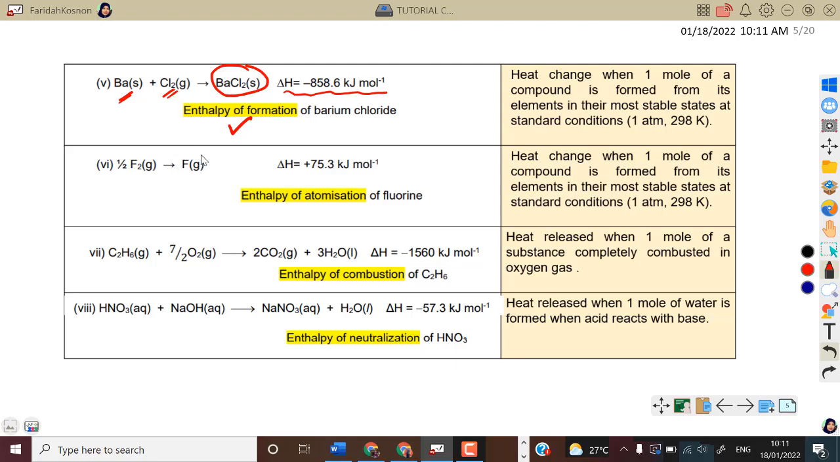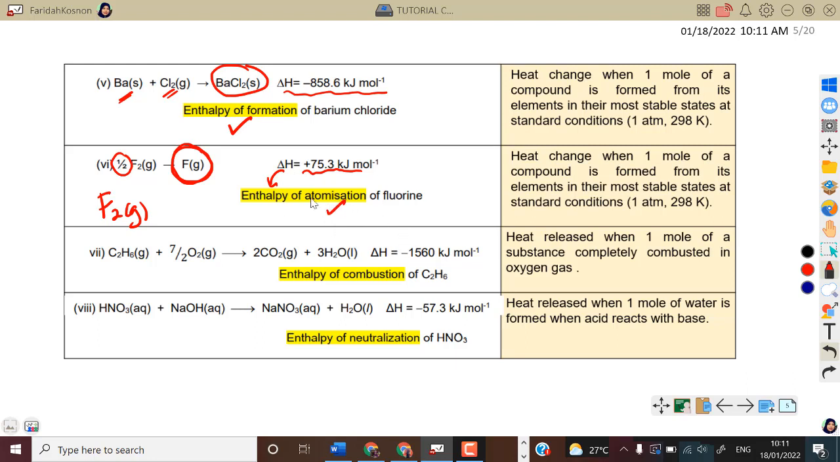You can see here 1 mole of fluorine gaseous atom is formed from its element. Jadi fluorine memang wujud dalam keadaan paling stabil. In the most stable state, fluorine tu memang wujud sebagai fluorine molecule gas. Tapi bila dia nak form 1 mole fluorine gaseous atom ini, that's why kita letak setengah kat sini sebab kita nak balancekan equation. And this process is endothermic. Okay, jadi apakah nama proses ini? Atomization. Jadi maksudnya nama enthalpy ini adalah enthalpy of atomization of fluorine.